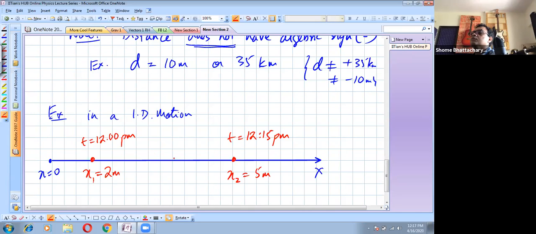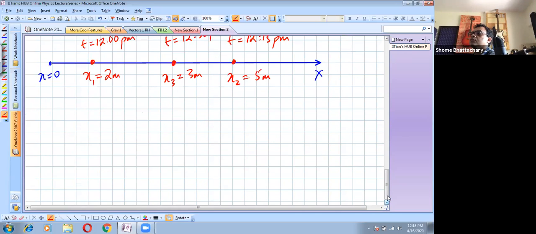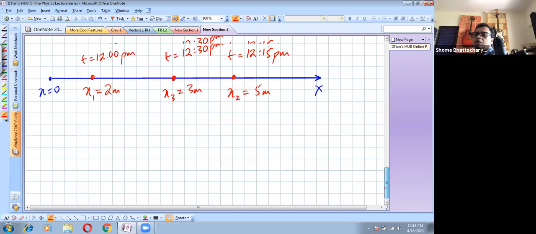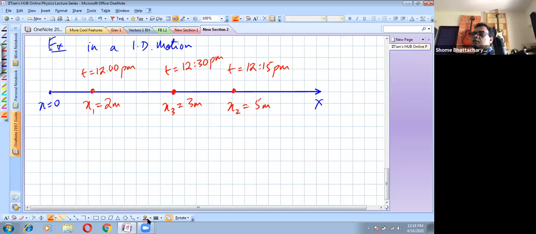And then again it comes back to this point over here at t equal to, let us say, 12:30 p.m. And it comes back to this point x3 equal to, let us say, 3 meters. It's like this. So now if I ask various things about this, I'll just keep this on the screen. Yeah, so if I ask now, let us find out, first of all, let's find the displacement.